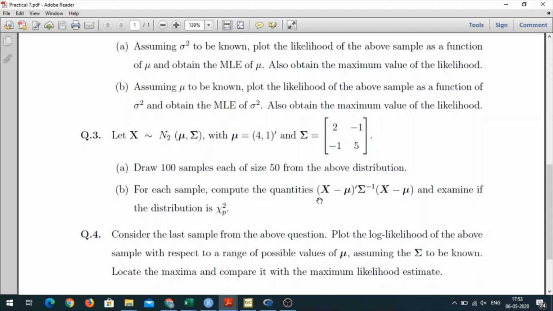Now from these 50 values, I can check the distribution. So I can try to examine whether the distribution is chi-square p by testing. What I'll do is, I'll apply the Kolmogorov-Smirnov test to these 50 values, this sample of size 50, and I would check whether the distribution is chi-square 2, and I would repeat this exercise for 100 samples. Why not stop at just one sample? Because there are two possibilities.